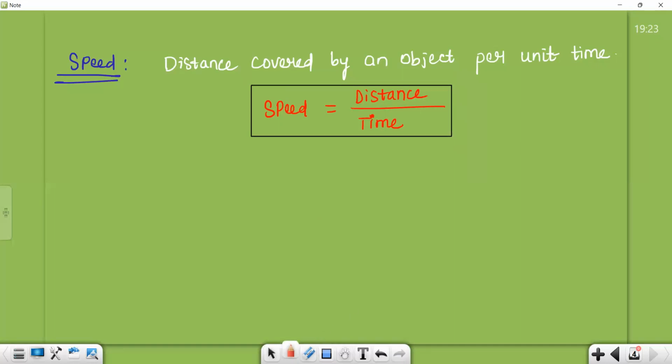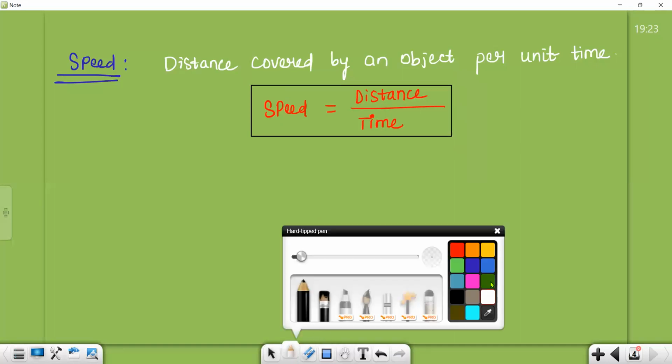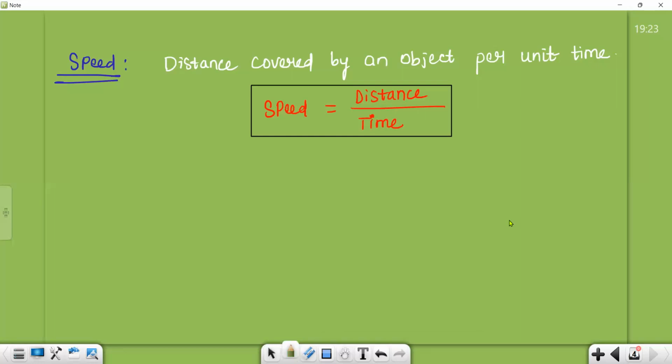Can you guys hear her? If yes, let me know what she's telling. No, ma'am, we can't hear. You can type in the chat box. So your voice is like up and down, so it is not constant.